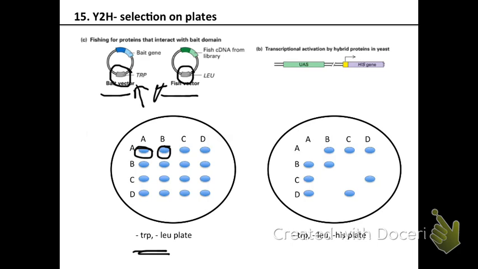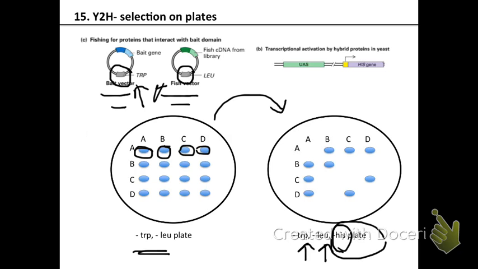And so you have all of these, right? Then you can replica plate this, so you make a copy of this plate, but this time, in addition to not having trip and leu, to ensure that these two plasmids are there, you're going to make a plate that doesn't contain any histidine, right? So only those cells that express the his gene are going to be able to grow on this plate. Then you look: do I get a colony from the A to A interaction experiment? No. So that means that protein A doesn't interact with protein A.